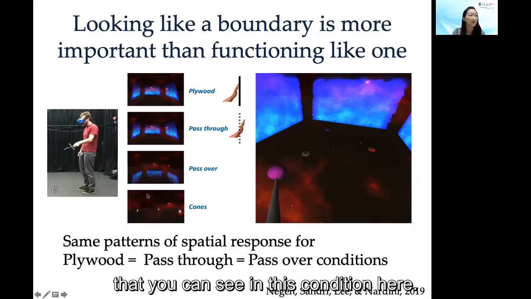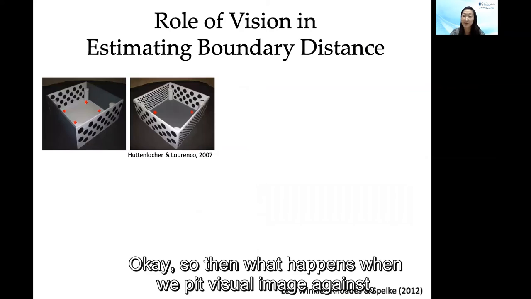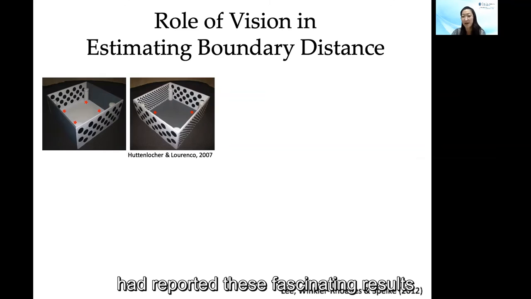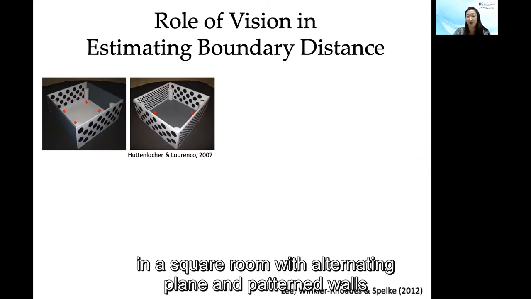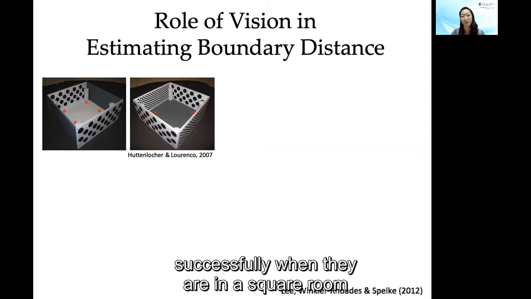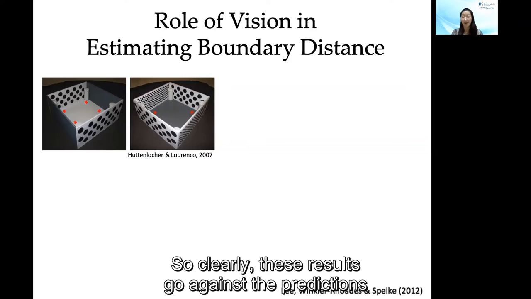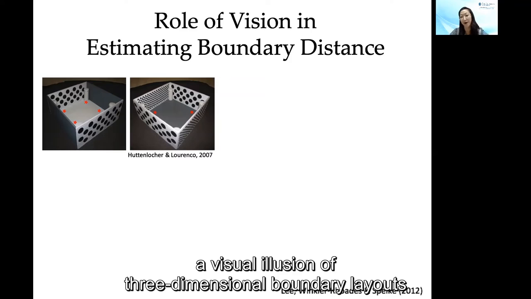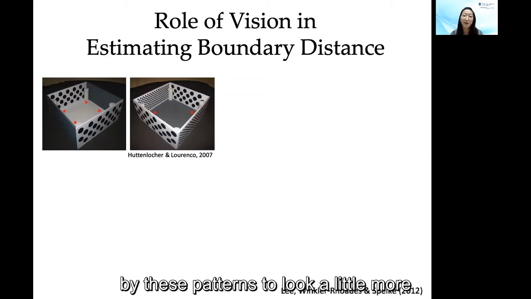Okay, so then what happens when we pit visual image matching against a representation of 3D boundary surface? So Janellen Huttenlocher and Stella Lourenco had reported these fascinating results showing that toddlers search randomly in a square room with alternating plain and patterned walls, but successfully when they are in a square room with smaller and larger patterns on opposite walls. So clearly these results go against the predictions of visual image matching. But we went further to show that these patterns may actually be inducing a visual illusion of three-dimensional boundary layout, such that the shape of the room is manipulated by these patterns to look a little more or less rectangular.